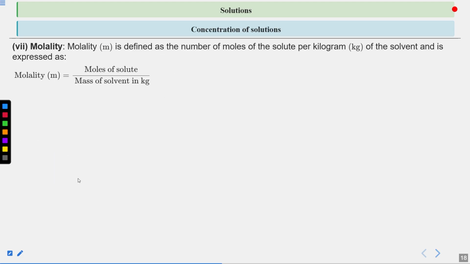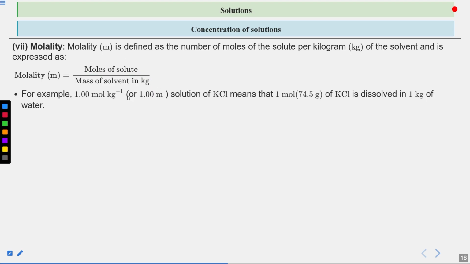Then we have molality. Its definition is moles of solute present per kg of the solvent. Again here, the mass of the solvent is taken, and that should also be in kg and not any other mass unit. Suppose we have a solution whose molality is 1 mole per kg. It means that 1 mole of KCl, suppose we have taken a KCl solution, is present in 1 kg of water, and 1 mole of KCl is 74.5 gram of KCl. This will be present in 1 kg of water.